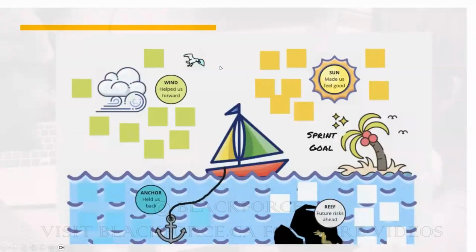Another one you can use is the sailboat. We call this the sailboat. So what are the things that made us feel good, right, during the sprint? What is it that made us feel good? What are the things that will help us move forward, right?